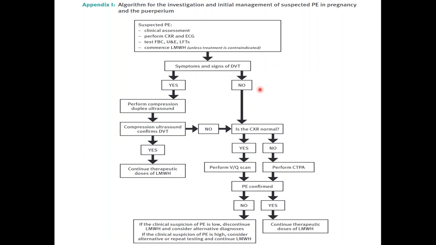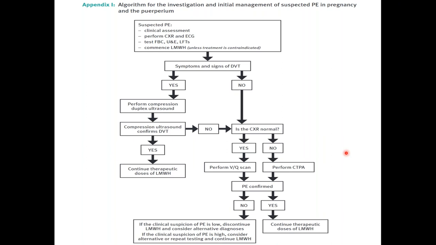But if there are no symptoms and signs of DVT, and chest X-ray is normal, perform VQ scan. This was a question in February 2020 exam. If chest X-ray is abnormal, perform CTPA. So if PE is confirmed, continue therapeutic dose of low molecular weight heparin. If not confirmed, and if clinical suspicion of PE is low, discontinue low molecular weight heparin and consider alternative diagnosis. If suspicion is high, consider alternative or repeat testing and continue low molecular weight heparin.